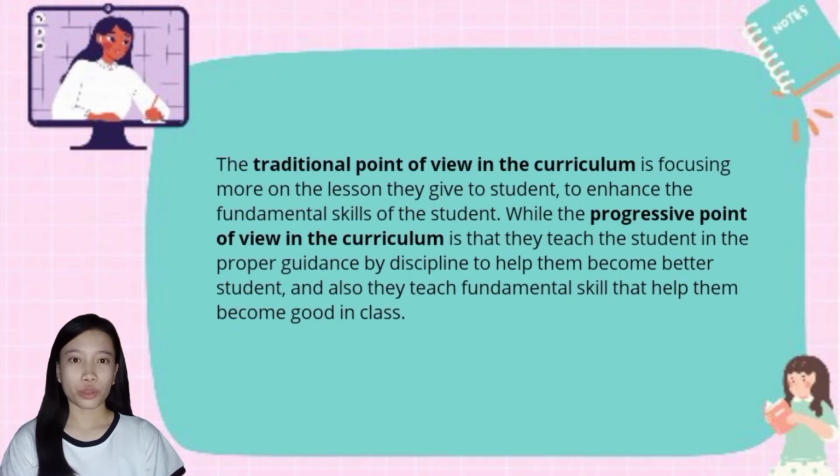The traditional point of view in the curriculum is focusing more on the lessons they give to the students to enhance the fundamental skills of the students, while the progressive point of view in the curriculum is that they teach the students with proper guidance by discipline to help them become better students, and also they teach fundamental skills that help them become good in class.